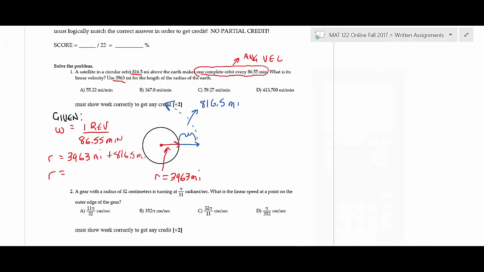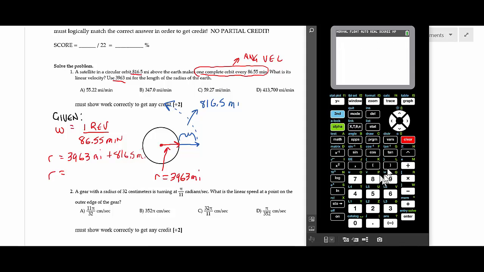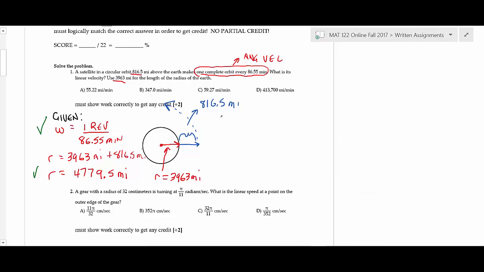I'm going to take my calculator and get that together, and then we'll talk about what we're trying to find in the problem. So 3,963 plus 816.5 gives a radius of 4,779.5 miles. That's what we're given: the angular velocity and the radius. Now, what are you trying to find? The question is, what is its linear velocity? So we're trying to find the linear velocity.